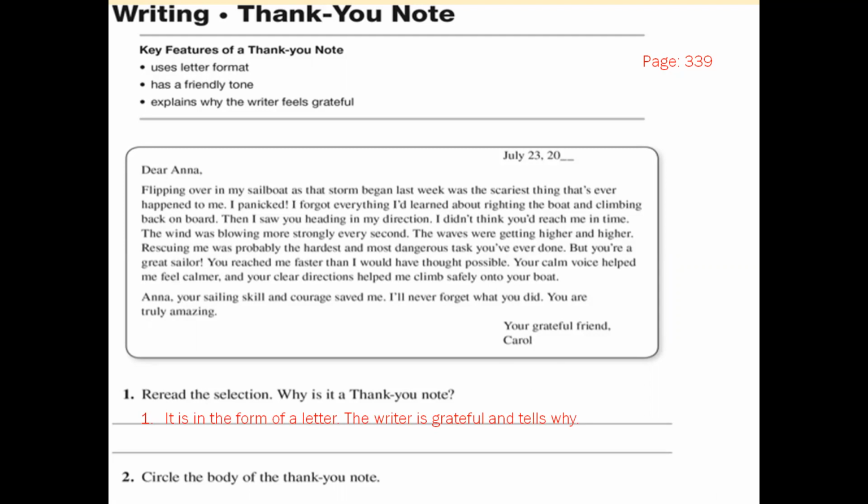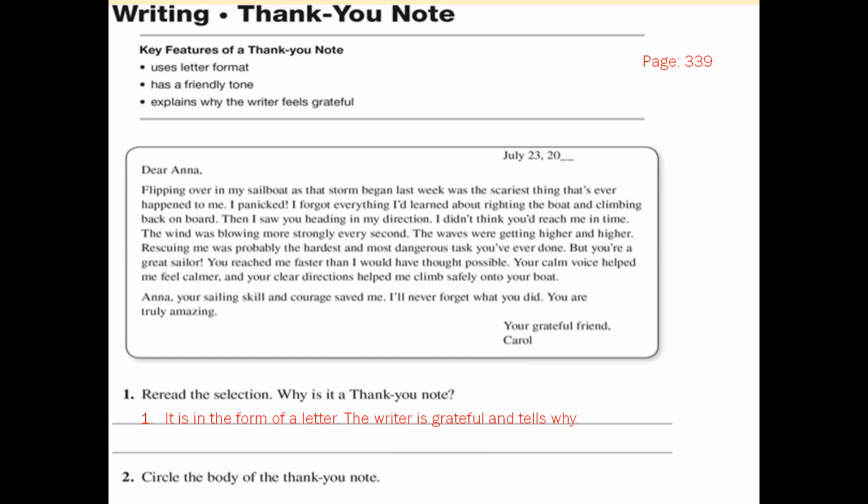First of all, we can say that this is a thank you note because it's in the form of a letter. I told you at the beginning, when we are writing a thank you note, it has the same form as a letter. So this is the first clue that shows us that this is a thank you note. Then the writer is grateful and tells why, for saving her life. So the second reason is that the writer is grateful, and she said why: because she saved her life.